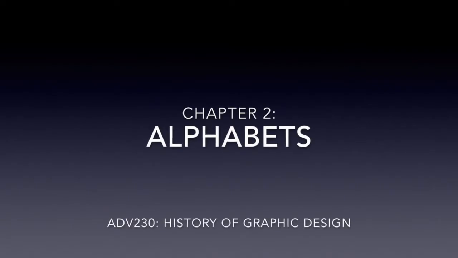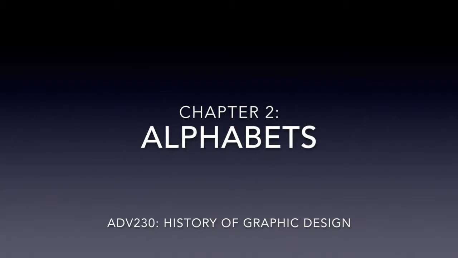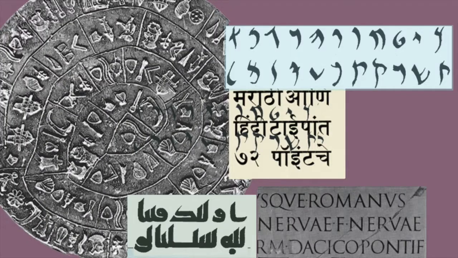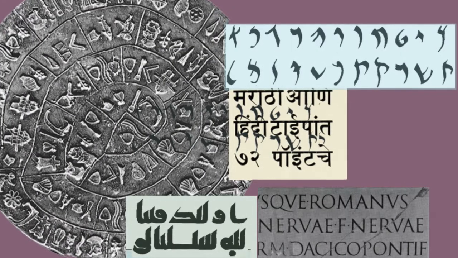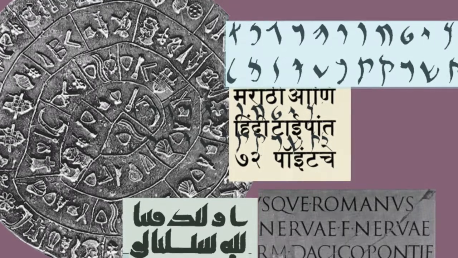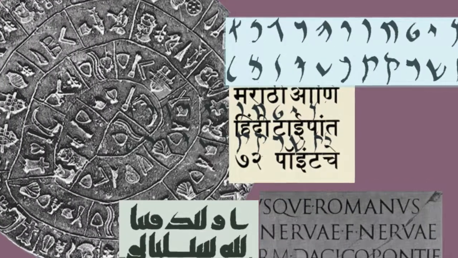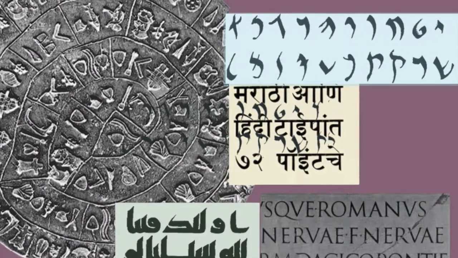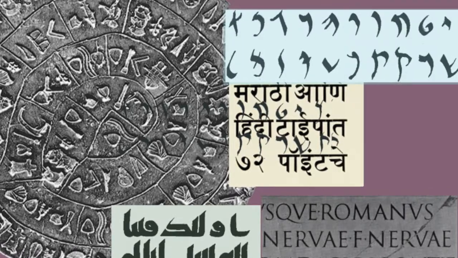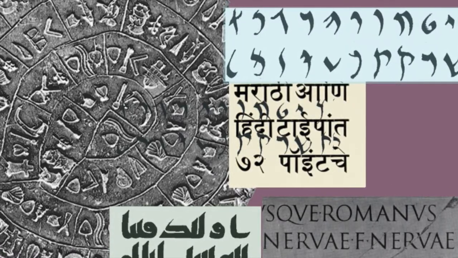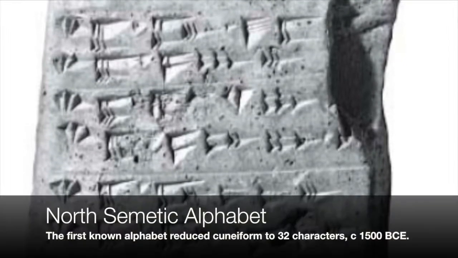Welcome to Chapter 2, Alphabets. Previously, we discussed early visual language systems such as pictographs, petroglyphs, cuneiform, and hieroglyphics. These early systems were very hard to learn and master. The hundreds of signs and symbols required by cuneiform and hieroglyphics were replaced by 20 or 30 easily learned elementary signs. The invention of the alphabet was a major step forward in human communications.